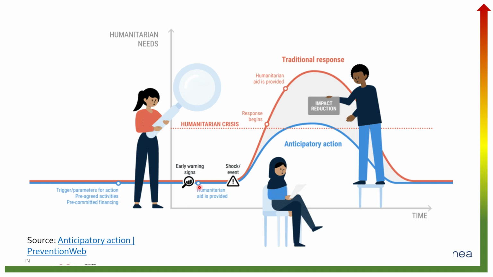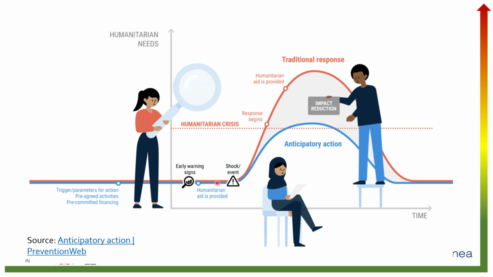So as we can see on the graph, the blue line is representing the anticipatory action and results in lower humanitarian needs after the shock event. And as you can see, anticipatory action would just maybe hover around humanitarian crisis, but would not last in this crisis mode for too long and would be able to recover.